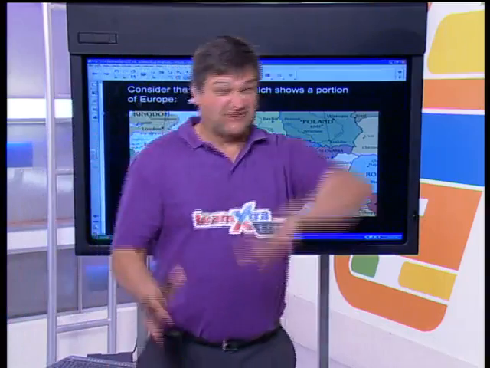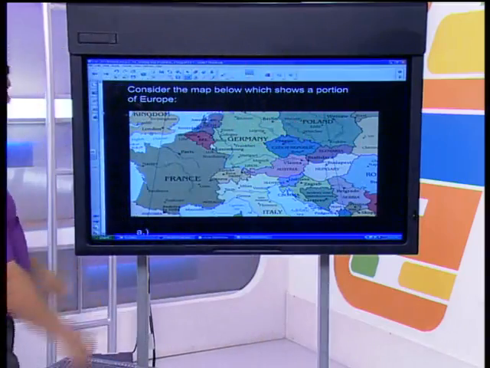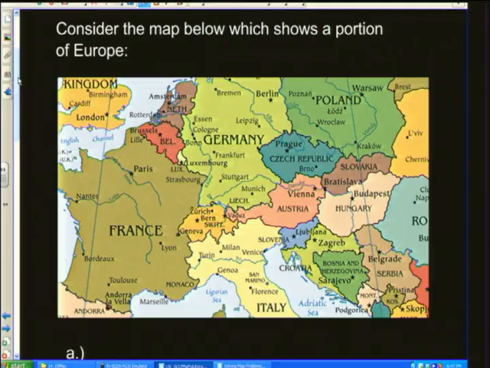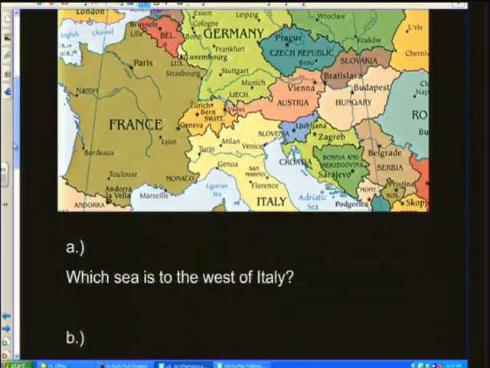Lovely map behind us. Very busy, but a great, great map to look at. Now, this could come into a paper 1 type question. Let's have a look at it. Consider the map below, which shows a portion of Europe. There it is. You can see France, Germany, Prague, Czechoslovakia, Poland, Austria, Hungary, Italy. Right, let's read the questions.